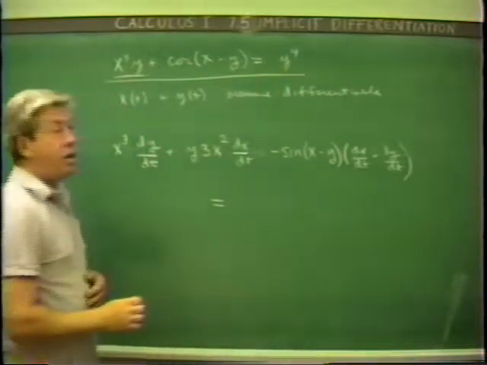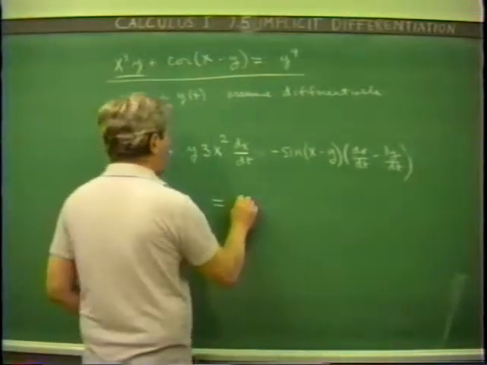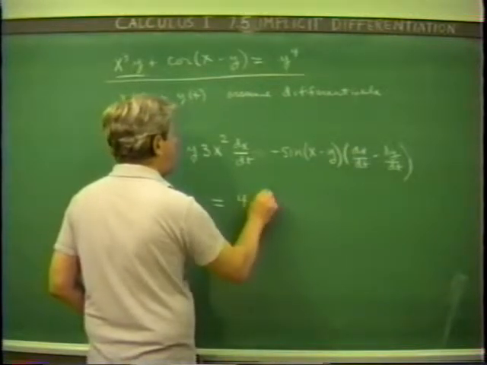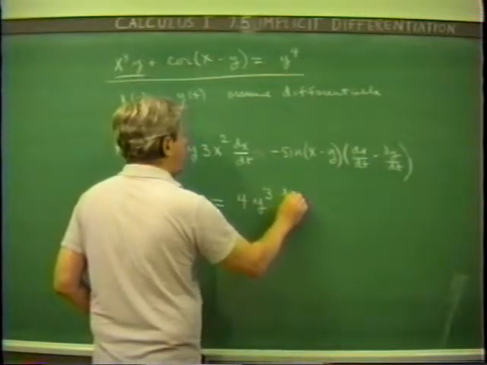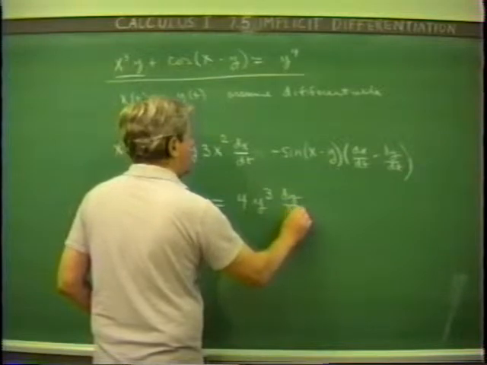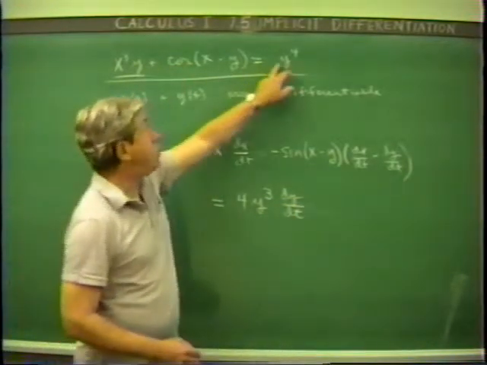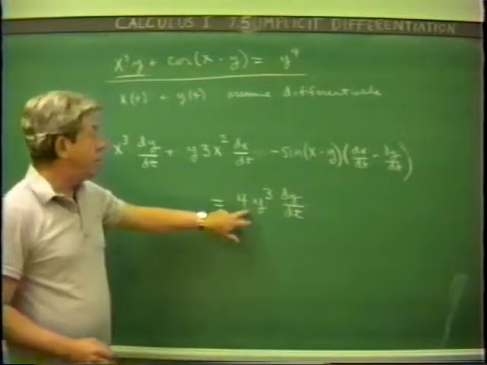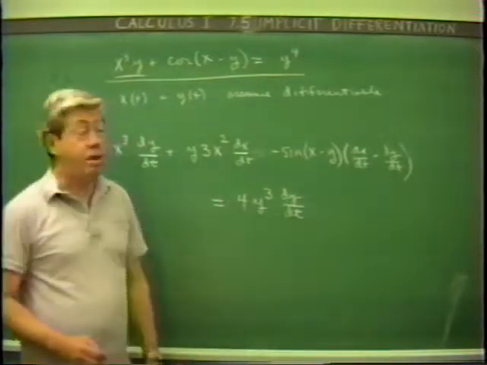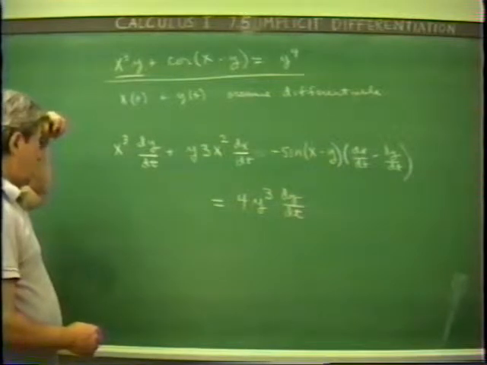And now this is equal to the derivative of y to the 4th, which is going to be 4y cubed times the derivative of y with respect to t. Right. Here again, y is a function of t, so this is a composition. It's y to the fourth power. The derivative is 4y cubed times the derivative of y.